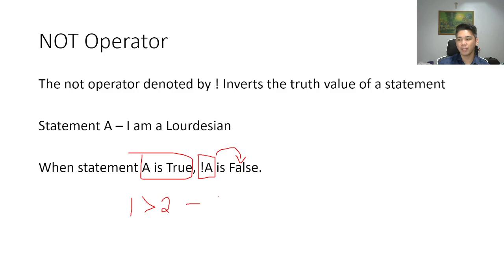The same is true with, for example, 1 greater than 2. The answer to that is false, right? But if we negate that, 1 greater than 2, but we will use the operator not, this one is true. So just to show you how it's done, we will get the truth value of 1 greater than 2, that is false. So we will still have a not operation. So not F is actually true.